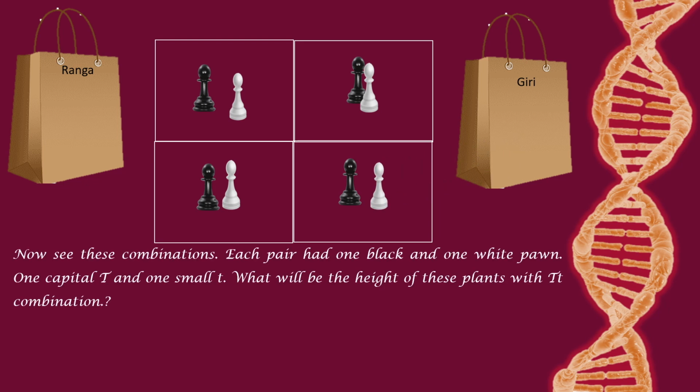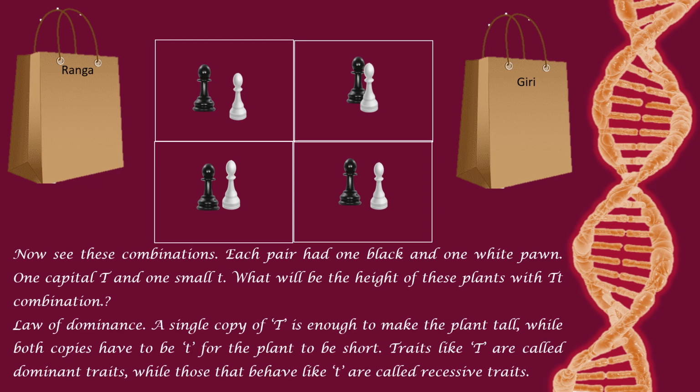Now see these combinations. Each pair had one black and one white pawn, right? That means one capital T and one small t. What will be the height of these plants with the capital T, small t? Yes, they are tall. This is because of law of dominance. A single copy of capital T is enough to make the plant tall, while both copies have to be small t for the plant to be short.